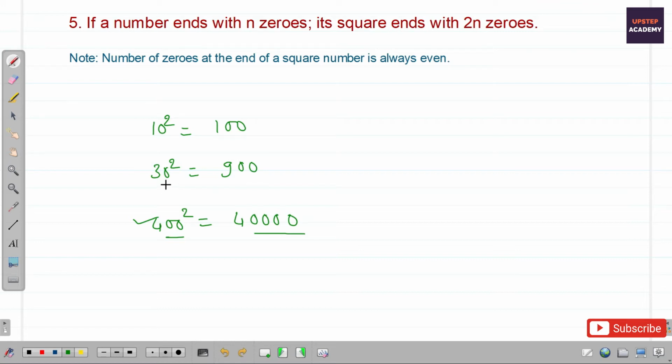Here the number of zeros at the end is 1, here they are 2. Here it is 2, here they are 4. It means the number of zeros just doubles when we square the number. And what is the meaning of this note? The number of zeros at the end of a square number is always even. You can see here there are 4 zeros, here 2 zeros, here 2 zeros. The number of zeros at the end of a perfect square number will always be even, because whatever the number of zeros at the end of the number we square, after doubling it, that number will always be even. This is the meaning of this note.